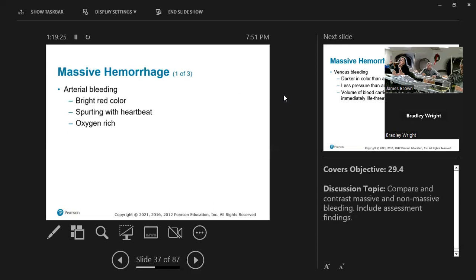Yep, so massive hemorrhage, arterial bleeding, we're talking about that bright red blood, oxygen rich, and tends to correlate with the heart rate, the spurting effect that you'll see.